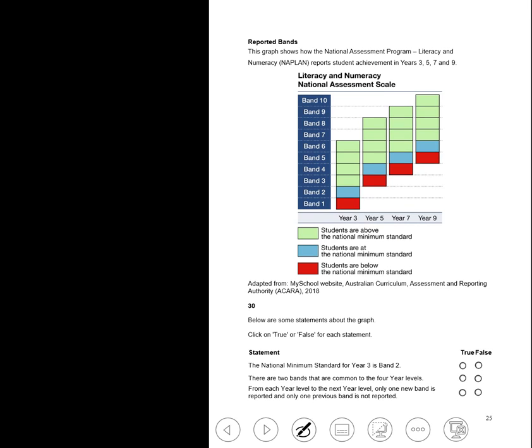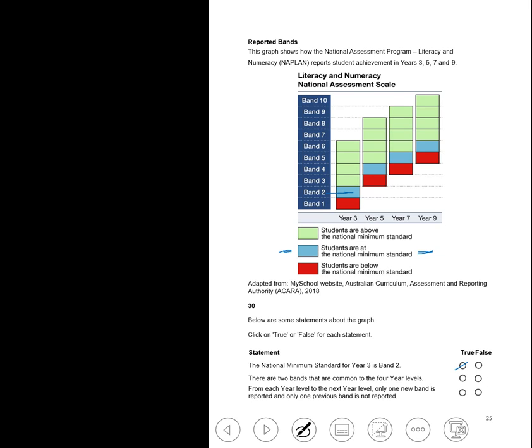Okay, last questions. Question 30. National minimum standard for year 3 is band 2. That's the minimum standard, light blue coloured. That's saying for year 3, the minimum for the blue for year 3 is band 2. Correct.